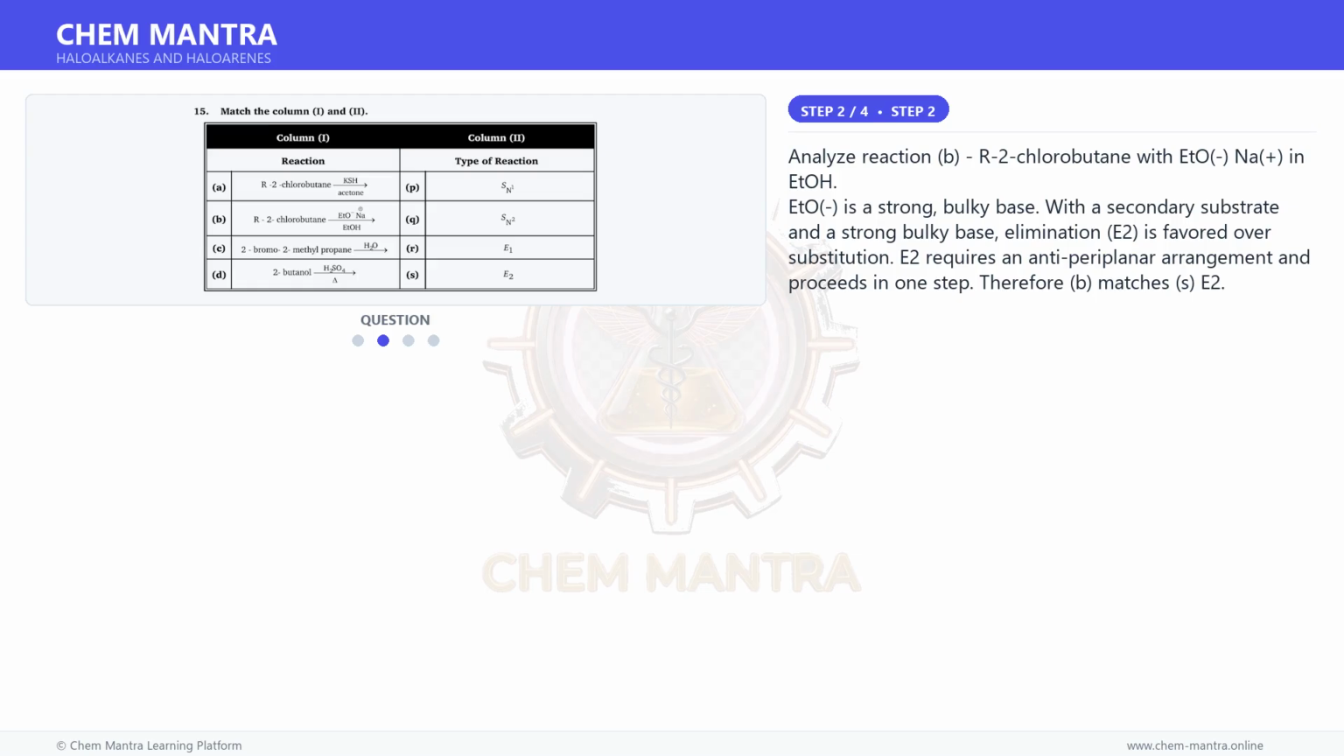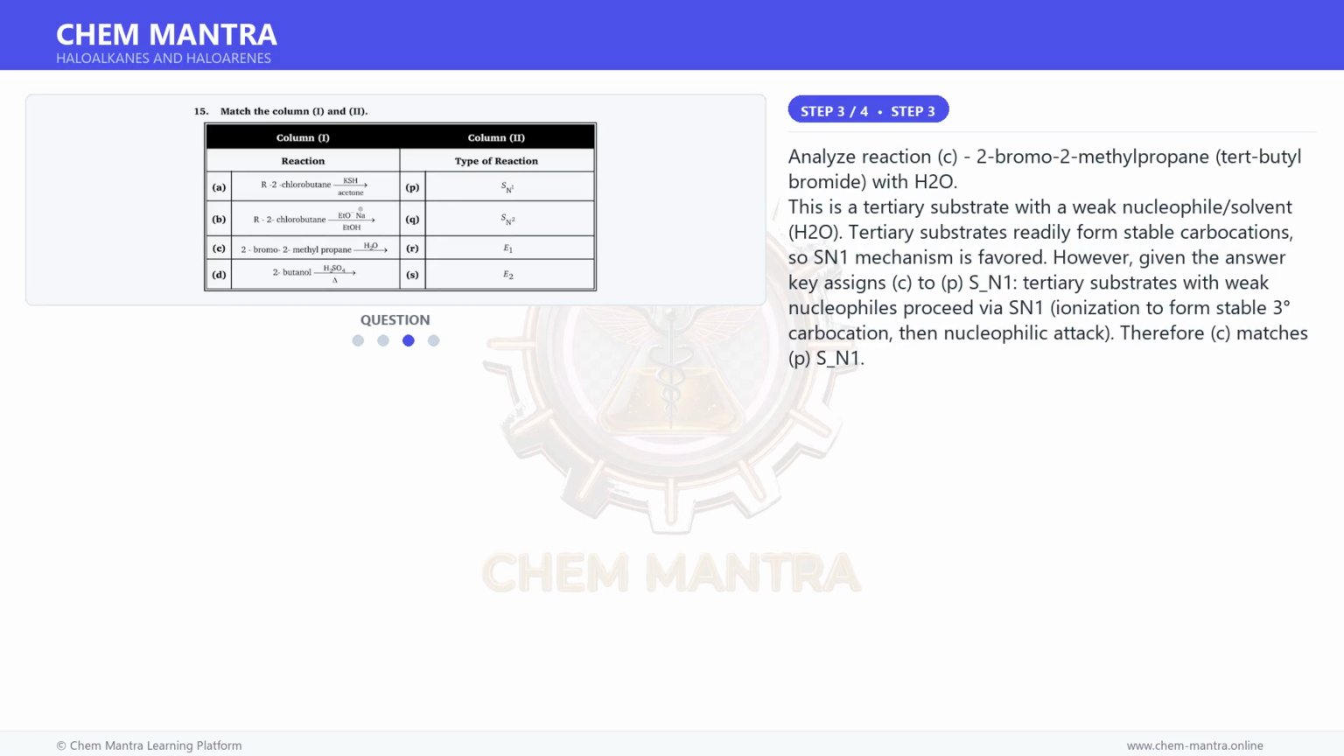Analyze reaction B. 2-chlorobutane with ArO-Na+ in ArOH. ArO- is a strong, bulky base. With a secondary substrate and a strong bulky base, elimination, E2, is favored over substitution. E2 requires an antiperiplanar arrangement and proceeds in one step. Therefore, B matches E2. Moving on to the next step.